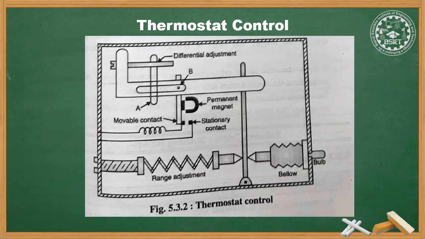A bar moves towards the screw head by turning the differential adjusting screw in the clockwise direction, which increases the travel of pin B in the slot shown in the figure. This lowers the cutout temperature. The cutout temperature can be raised by turning the differential adjusting screw in the anti-clockwise direction. The permanent magnet is provided to avoid burning or welding of the contact point.